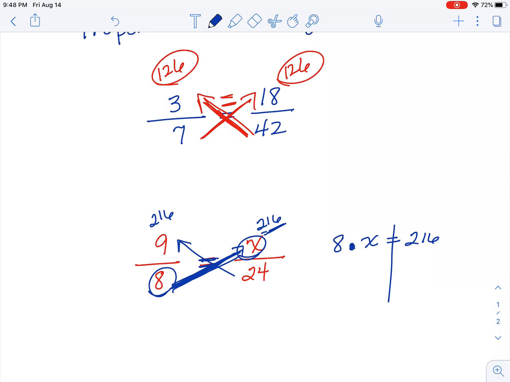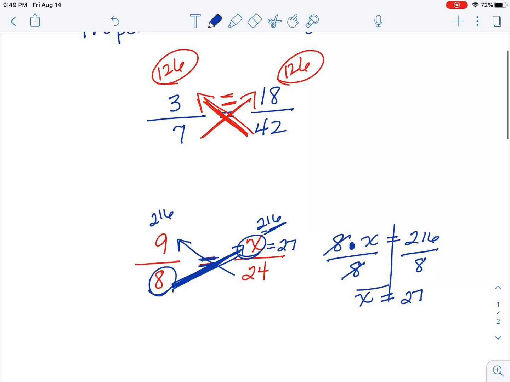So what's the opposite of multiplying by 8? Dividing by 8. And whatever I do to this side, I've got to do to this side. So I've got to divide it by 8. Remember, these cancel out. And look at that, got that x by itself. Then take my calculator and say 216 divided by 8. So this missing number right here, this x, is going to equal 27.